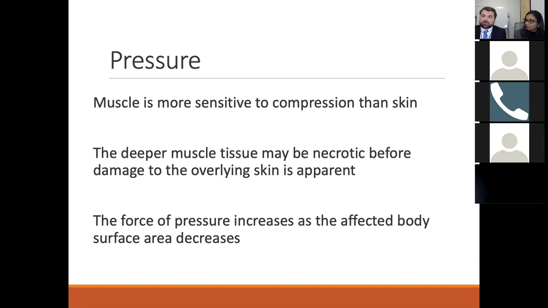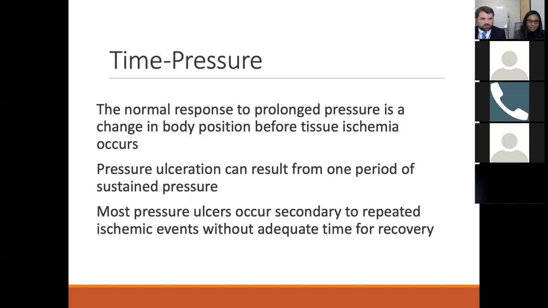So we'll see the skin get red, and there's evidence of a superficial sore before you really see the sloughing and the necrosis. Time and pressure matter. The normal response to prolonged pressure is a change in body position before tissue ischemia. Pressure ulceration can result from one period of sustained pressure or from a long prolonged period. But what I found reading about this topic is that even a low amount of pressure, if sustained and repetitively occurring, can cause a significant pressure ulcer in our patients.